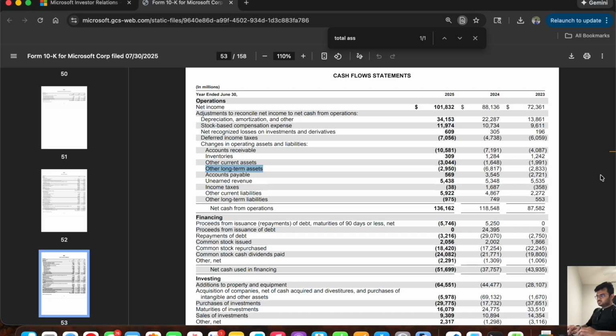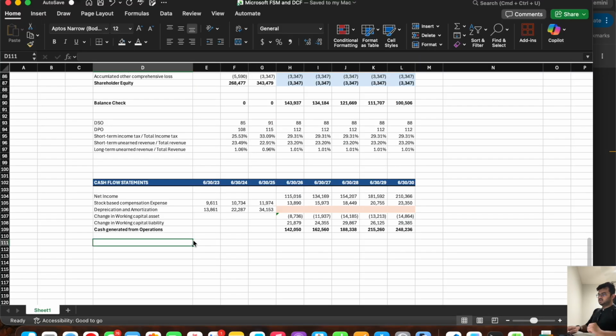Perfect. So now let's move ahead to the next section, which is cash flow from financing. We can see the items: proceeds from issuance of debt, repayment of debt, common stock issued, common stock repurchase, common stock cash dividend. Here I am going to leave aside common stock issued. You could assume it, but for simplification I am not going to consider any common stock as issued. With that assumption, I will start putting this in.